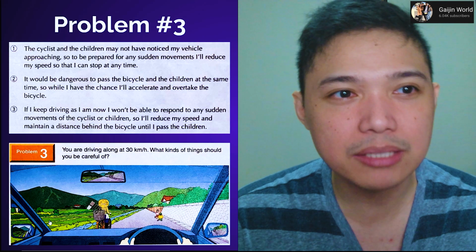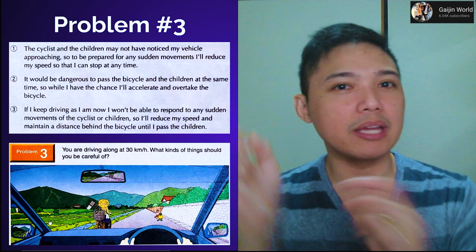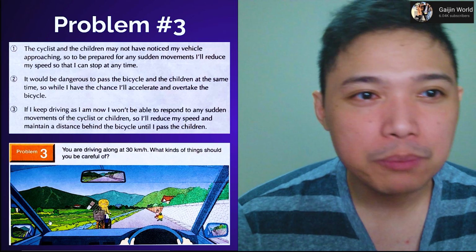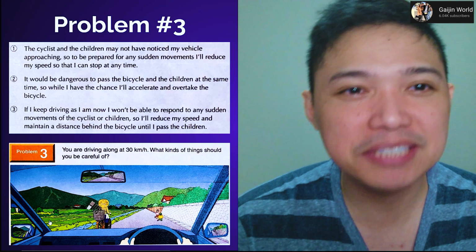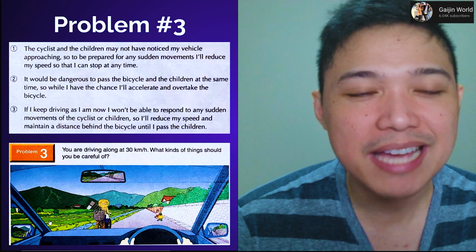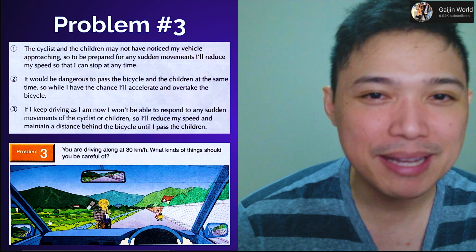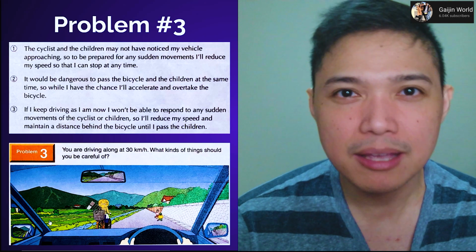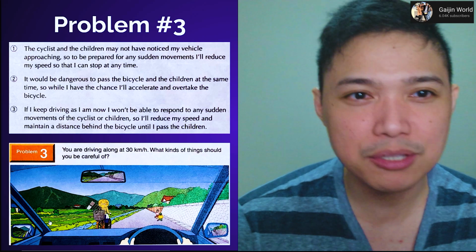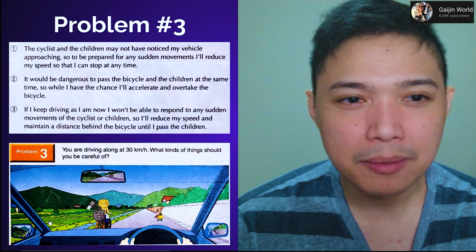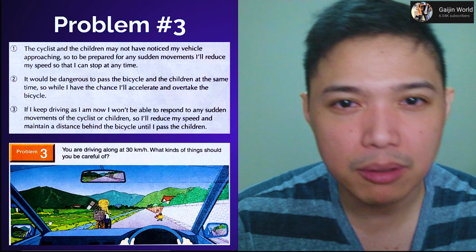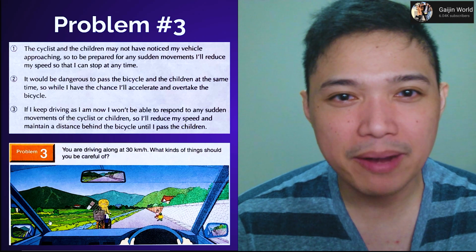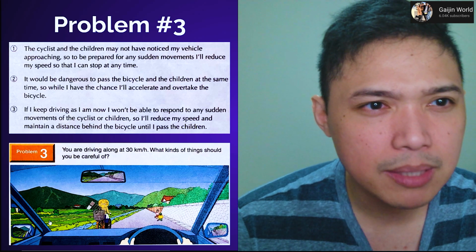Let's try to answer number 1. I think the answer here is true. For number 2, it would be dangerous to pass the bicycle and the children at the same time, so while I have the chance, I'll accelerate and overtake the bicycle. I guess this is obvious, guys. Accelerate, then overtake. I think this is false because it's so dangerous to do that while you are passing people on both sides, most especially children, and one is riding a bicycle. So that's false. For number 1, I think that's true.